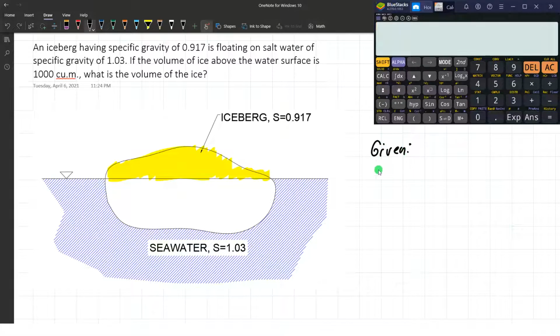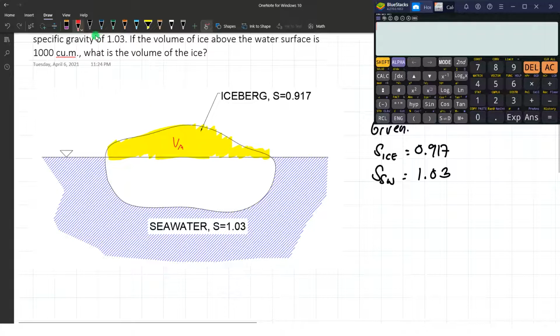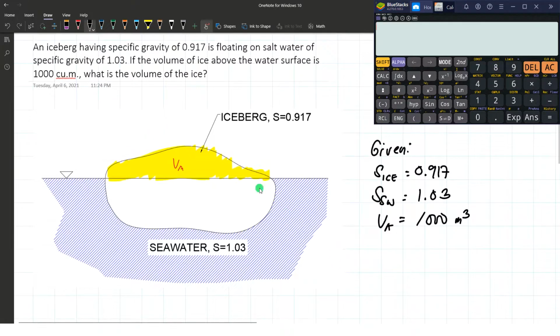Okay, we have specific gravity of ice 0.917, specific gravity of seawater, that's 1.03, and that's it. We have a volume above the liquid surface, let's say that's VA. Okay, volume above the liquid surface is 1000 cubic meters. So what are the forces present here? We have the weight of the ice and the buoyant force, which is upward, FB.